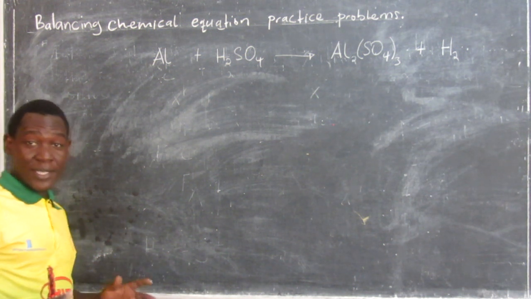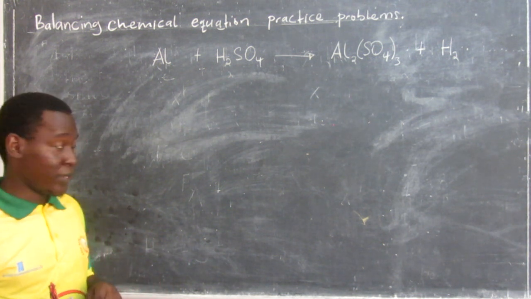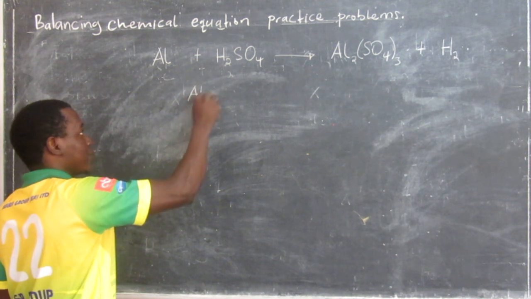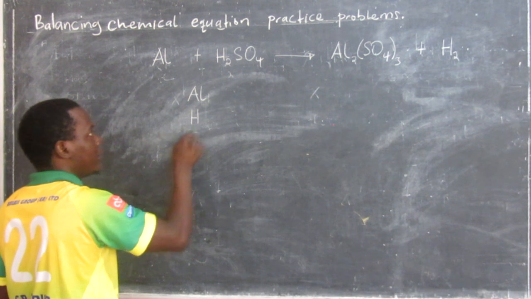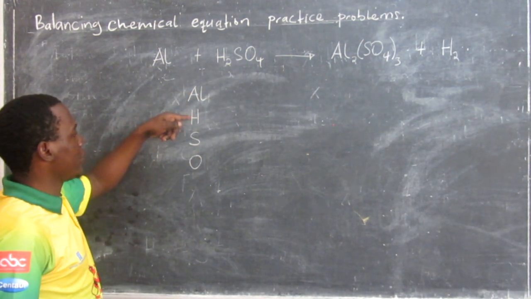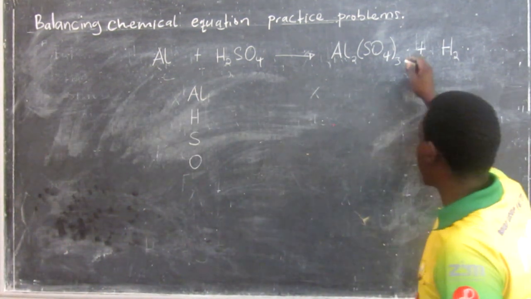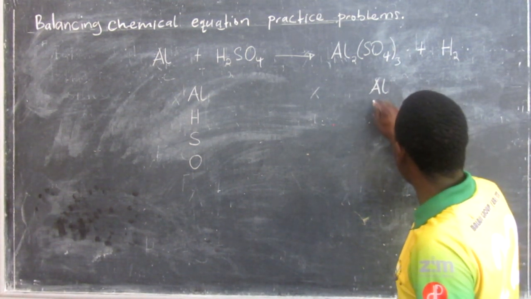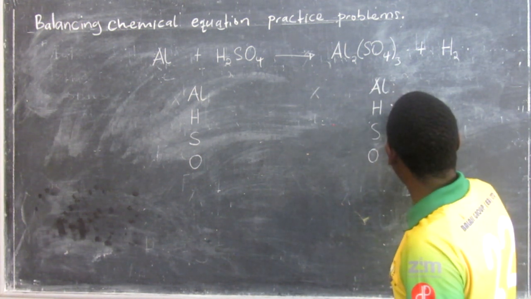As we said, our starting point is to write the number of the atoms present on both sides of the equation. In this case, we have aluminium, we have hydrogen, we have sulfur, we have oxygen. Aluminium, hydrogen, sulfur, and oxygen. Implying that this side also, we're going to have the same elements. We have aluminium, we have hydrogen, we have sulfur, and oxygen.